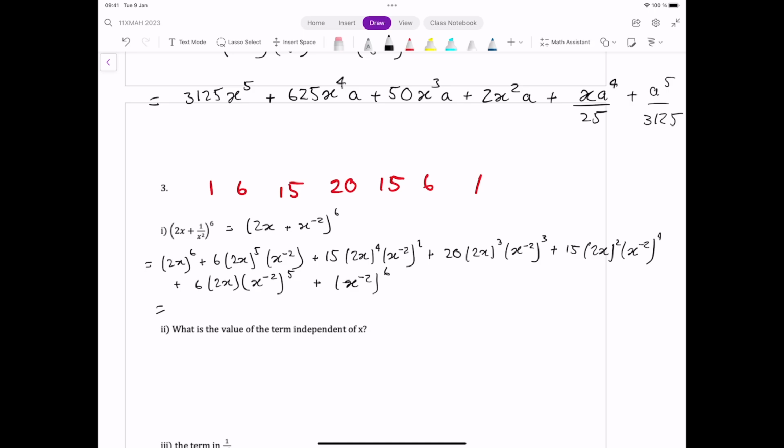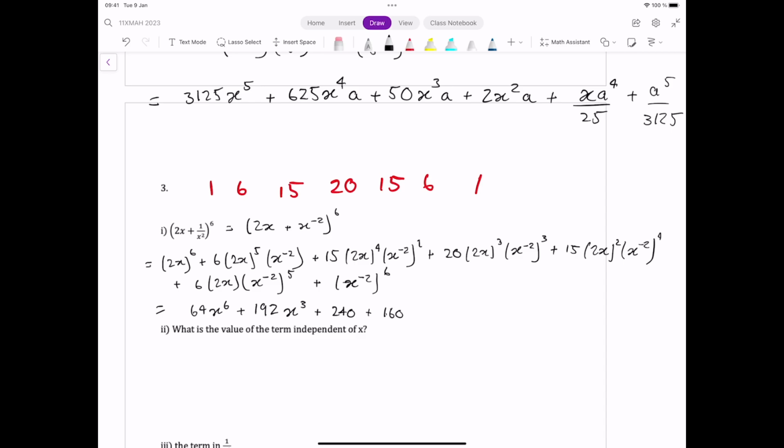Wow. Okay, 2 to the power of 6 is 64 x^6, plus 6 times 2 to the power of 5 times 1 is 192. Now we've got 5 minus 2, which is x cubed, plus 15 times 2 to the power of 4 is 240. Now we've got x to the power of 4 minus x to the power of 4, so that's a constant term, plus 20 times 2 to the power of 3 is 160.